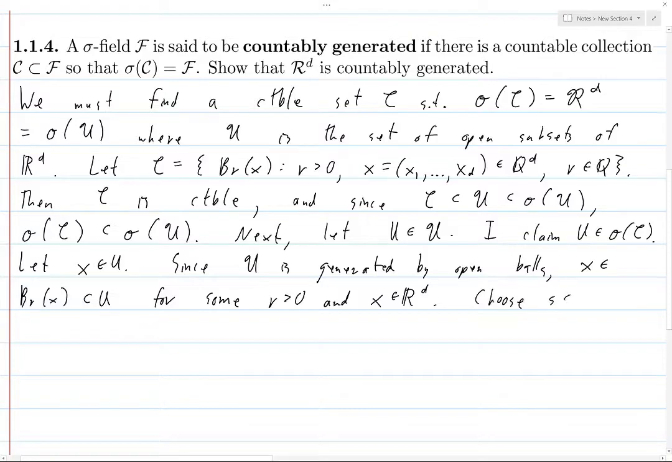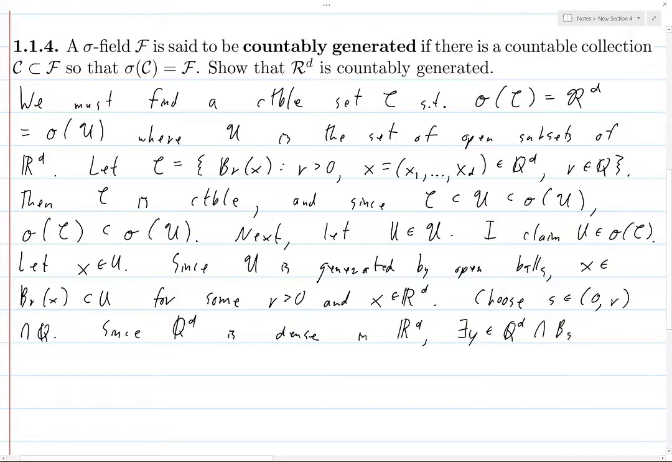Choose S, which is between 0 and R, but also a rational number. Okay. Since Q^d is dense in R^d, there exists some element Y which is in Q^d, but also in the ball of radius S over 4 centered at X. And the reason we're using S over 4 will become apparent.